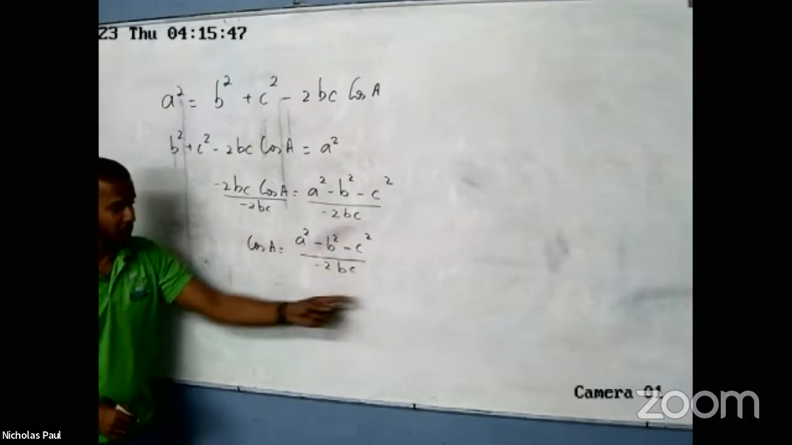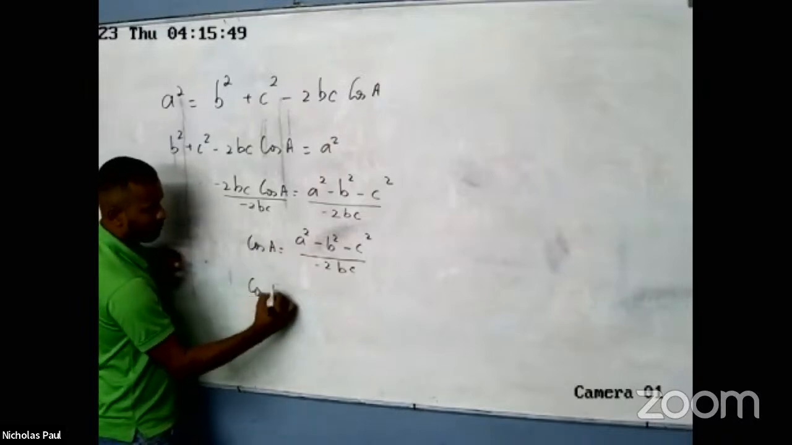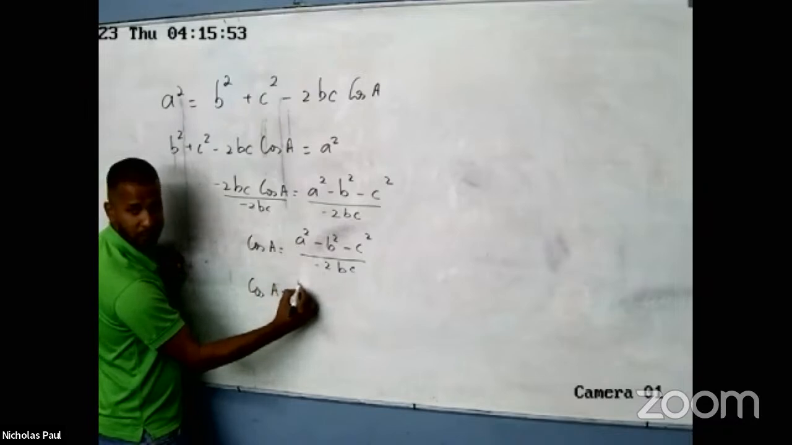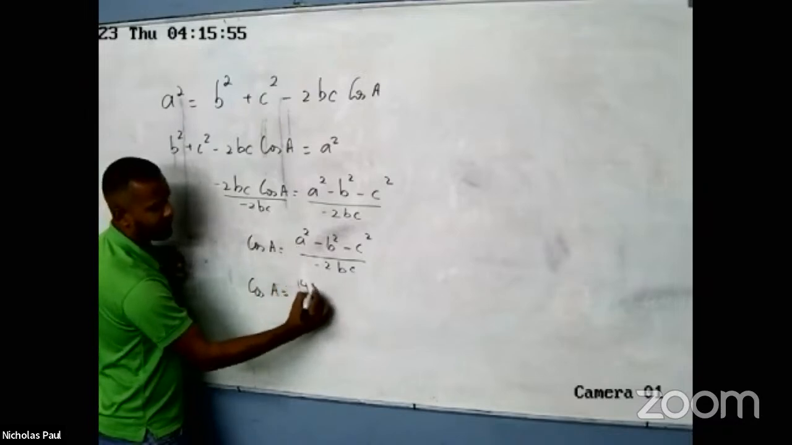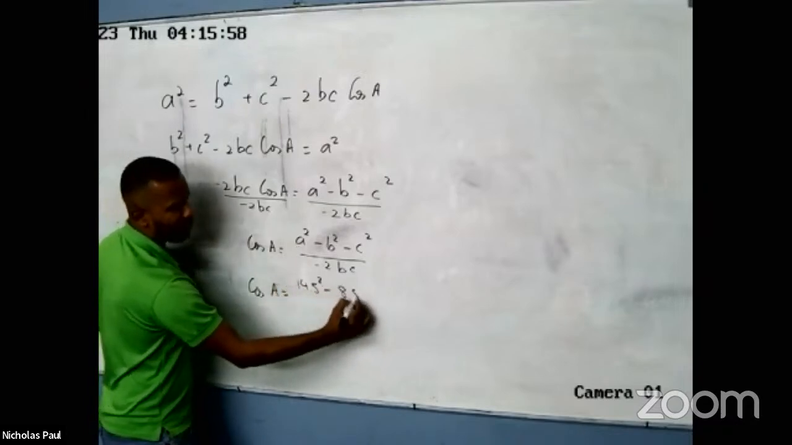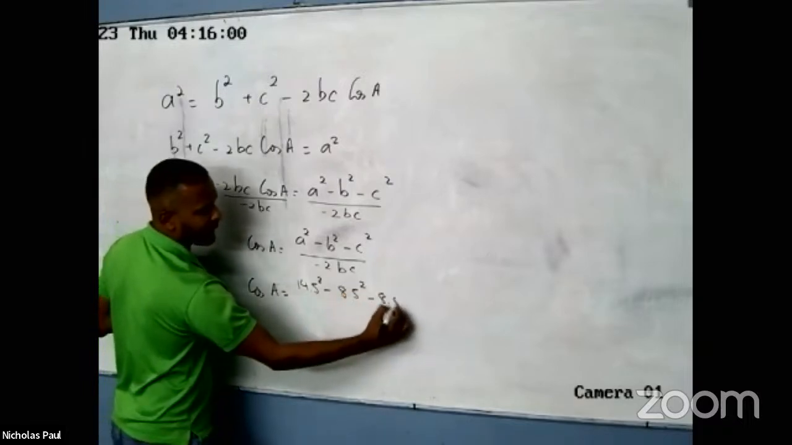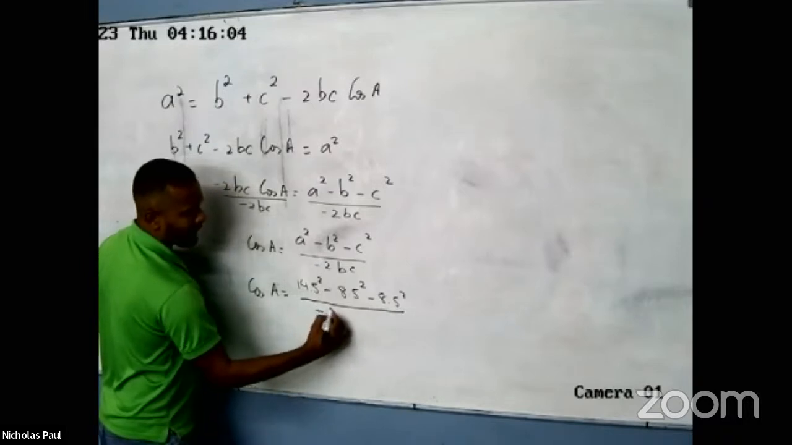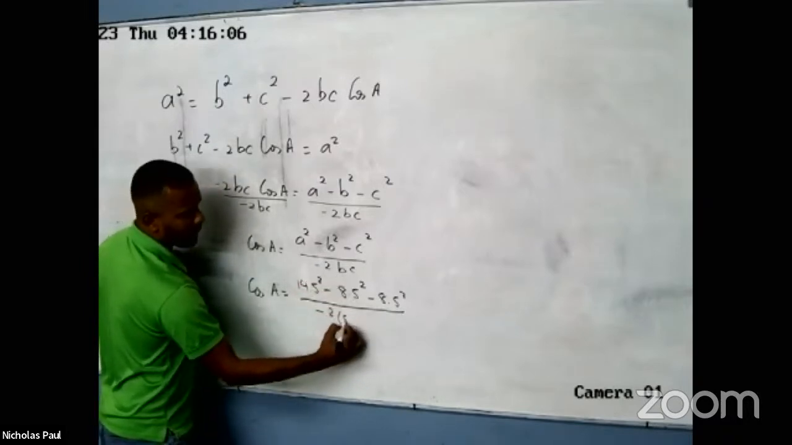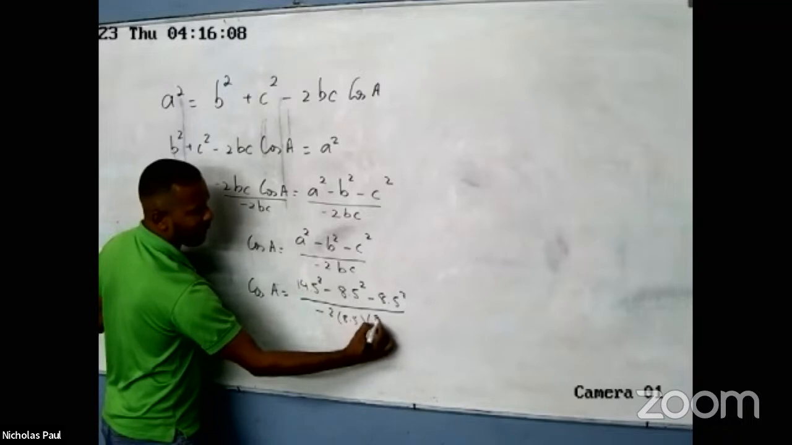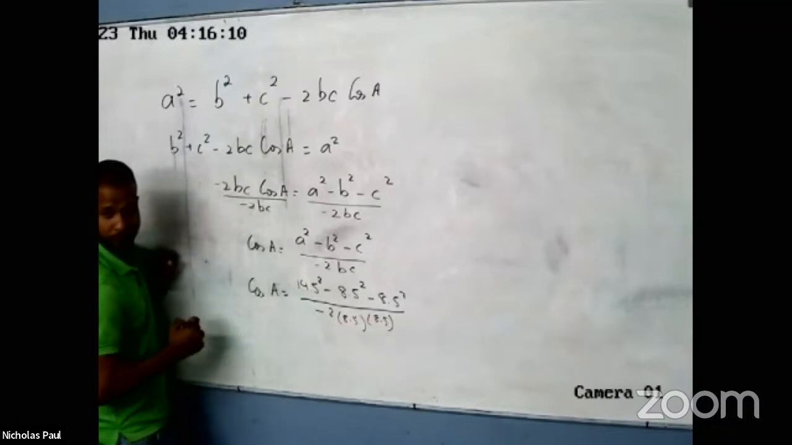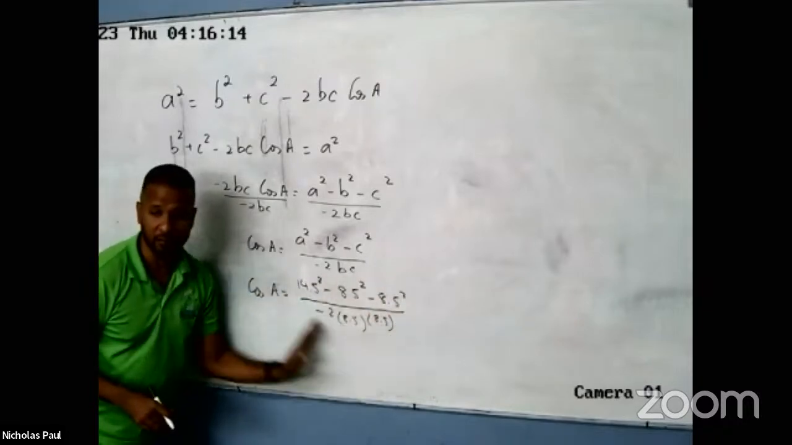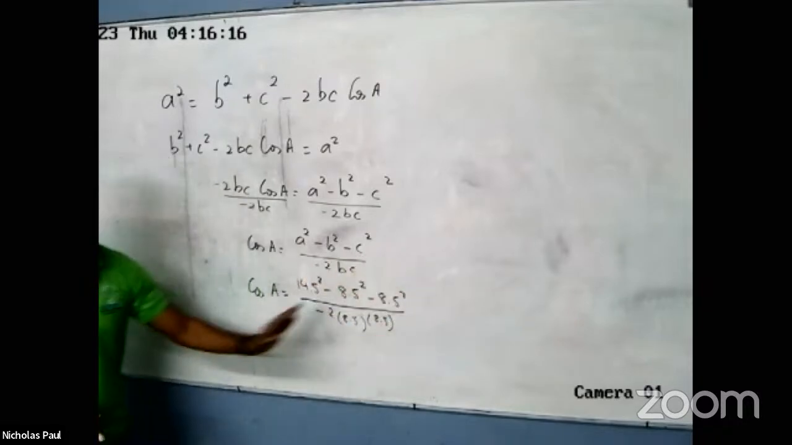So let's work out this. A squared was what again? 14.5 squared minus 8.5 squared minus 8.5 squared all over minus 2 by 8.5 by 8.5. Right? Work out this value here in the calculator, from up, please.